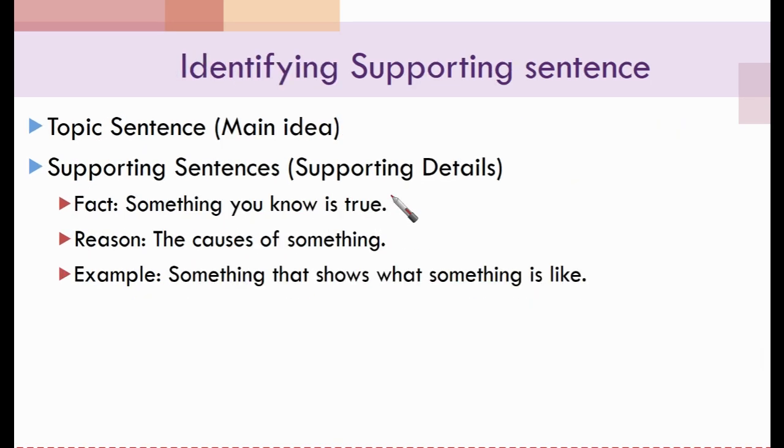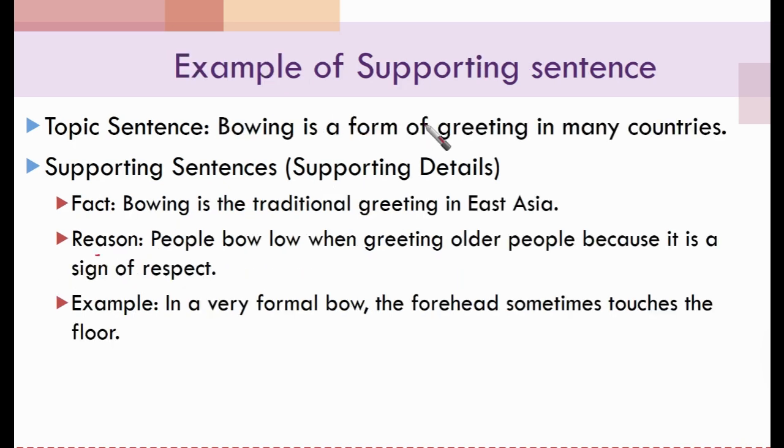Next one is reason, the causes of something. Why do people greet? People bow low when greeting older people because it's a sign of respect. This is the reason why bowing is happening in a lot of countries as a greeting form. Are they relevant? Yes. Is it connected? Yes.